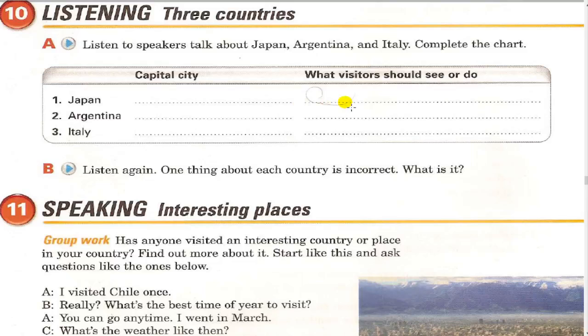2. Listen again. Argentina and Italy. Complete the chart. 1. Japan has several big islands and many smaller islands. The capital city is Tokyo. The highest mountain in Japan is called Mount Everest. There are many beautiful Buddhist temples in Japan, and visitors should try Japanese food, especially sashimi, which is raw fish.